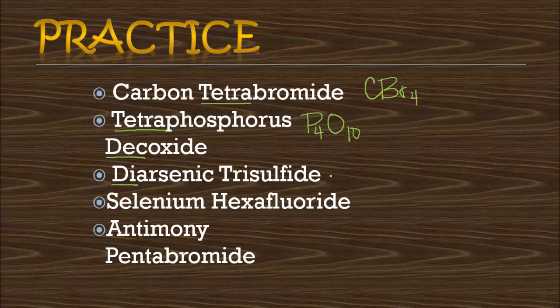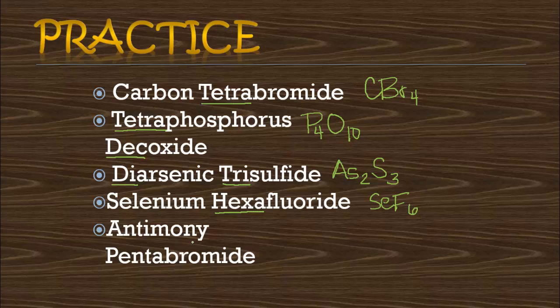Diarsenic. So arsenic, As. Remember, it's not Ar. A lot of you are going to make that mistake. Arsenic is As. Ar is argon. So As for di is 2. So diarsenic, trisulfide. So sulfide sounds a lot like sulfur. Tri is 3. Selenium has no prefix, so it's just Se. Hexafluoride. Hexa meaning 6, so SeF6.